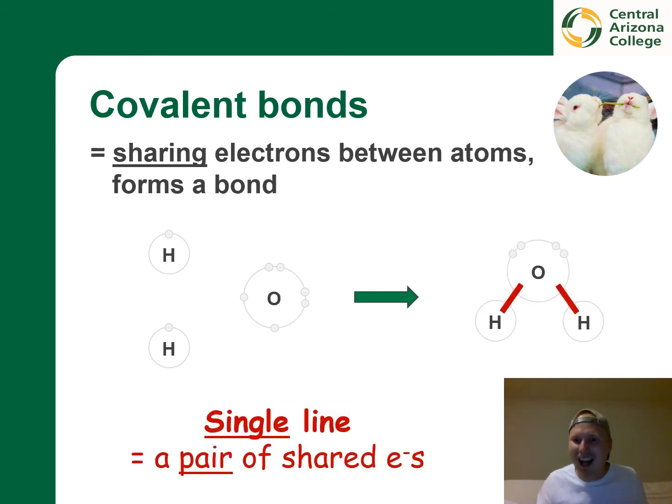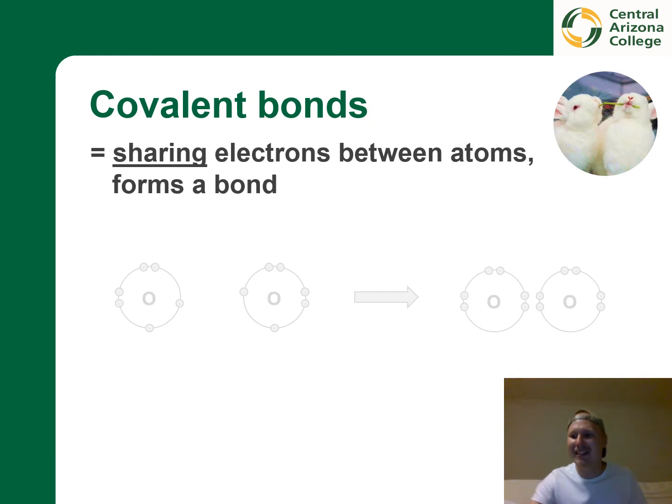And this is how we normally draw a structural formula. So when you have a single line in a structural formula, that means that for each single line, a pair of electrons is shared. I have another example for us. Let's have a look at that.